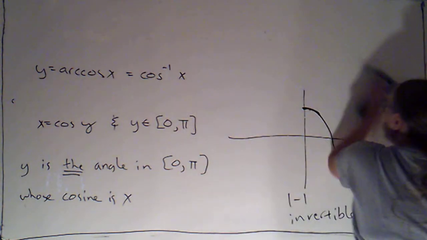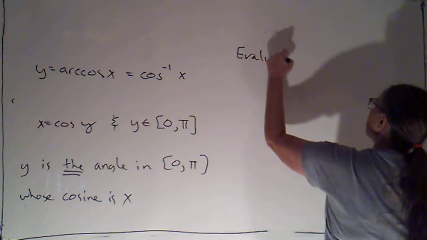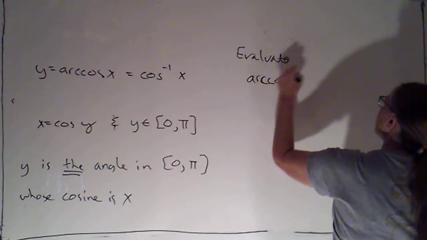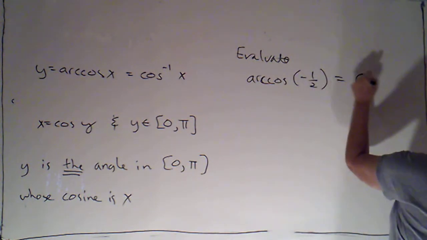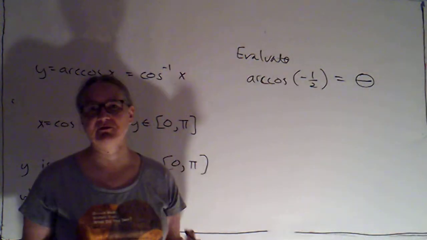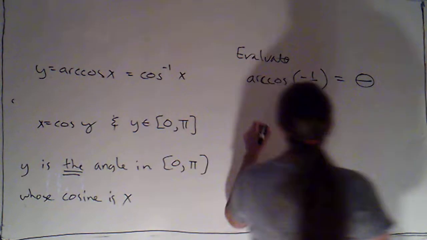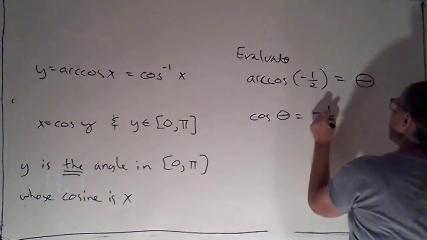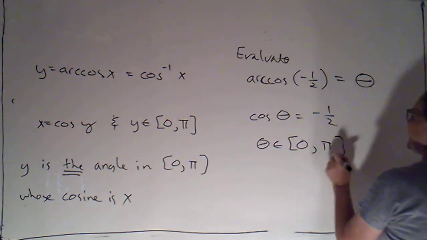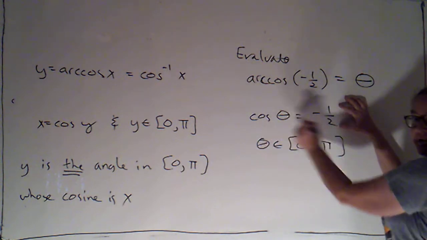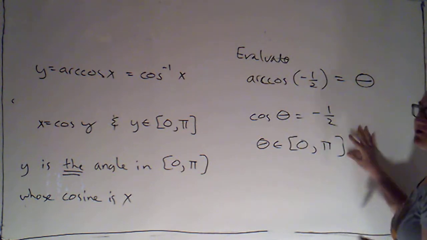So let's just practice evaluating one of these. Let's say I wanted to evaluate arc cosine of -1/2. What I like to do is give that a name that reminds me that it's an angle that I'm looking for, and then rewrite this using regular trig. So this tells me that cosine of theta is equal to -1/2, and theta is in the interval from 0 to pi. In the next chapter, we're going to be solving equations like this, and we're going to see that there are infinitely many solutions. There's one solution once I have this restriction.